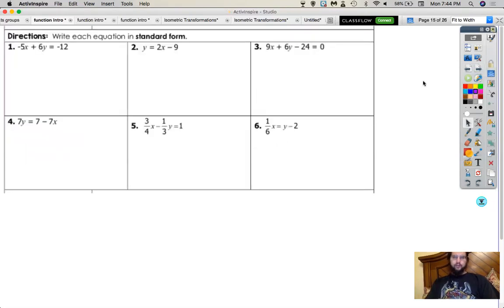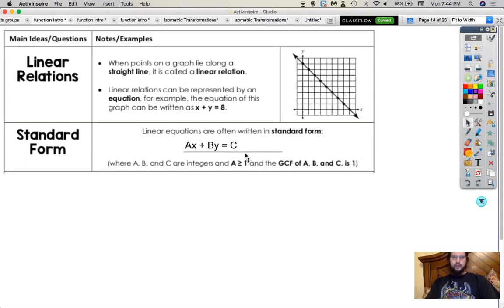And this order, ax plus by equals c. And this plus by, that doesn't have to be positive. It could be negative.